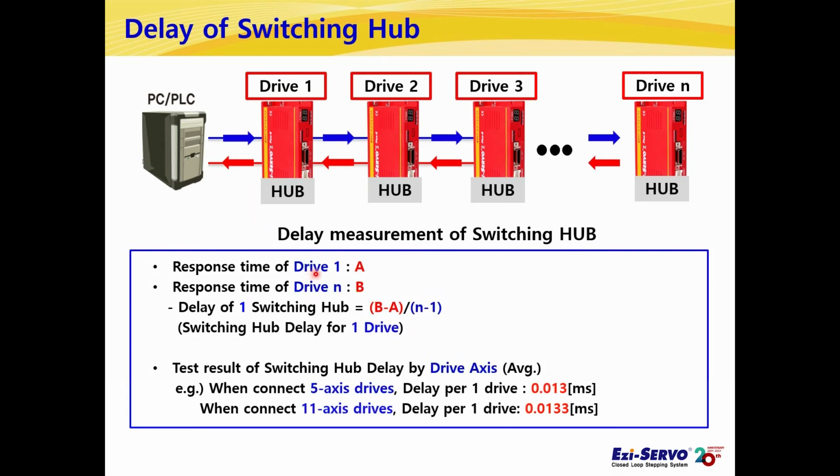If the response time when sending the FASTECH enable command to the first drive is A, and the response time when the same command is sent to the nth drive is B, the delay of one switching hub, that is, the switching hub for one drive, can be calculated as follows. For example, when 5 Ethernet drives are connected, the delay per switching hub is 0.013 millisecond. And when 11 drives are connected, the delay per drive is 0.0133 millisecond.